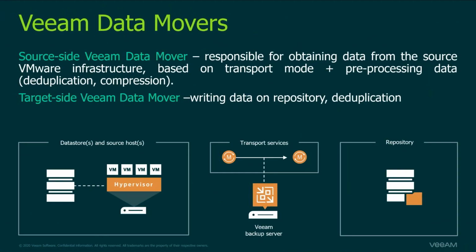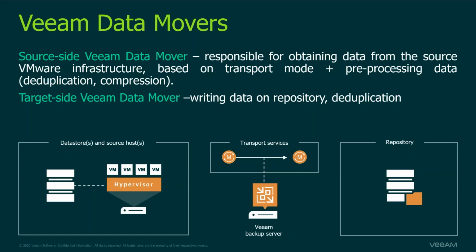Now let's go a little bit deeper into details. In order to be a proxy or repository server, it needs to run a specific service, a Veeam transport component or Veeam Data Mover, as we call it. So source side Veeam Data Mover obtains the data from the source infrastructure, so it's a proxy. Target side Data Mover is the one which is writing data on target, so that is a repository.